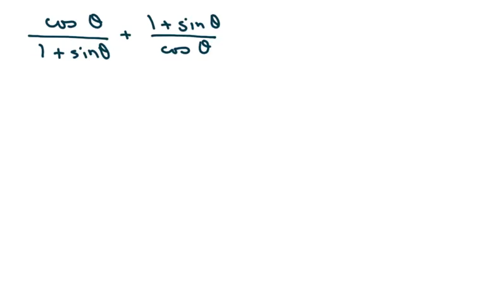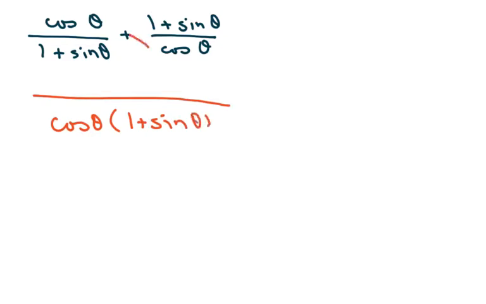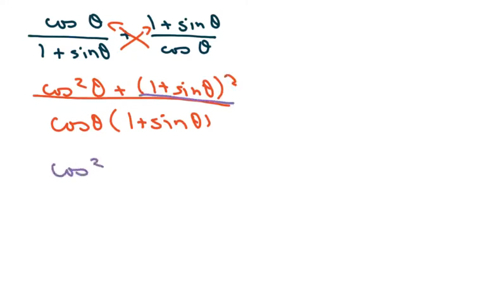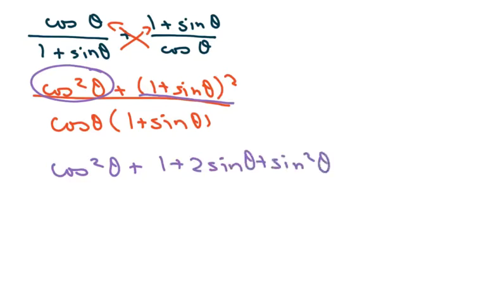Okay, the next one's the same thing. My common denominator, I'm going to put those together. So I'm going to have cosine of theta times 1 plus sine of theta. And I'm just going to kind of cross here. You get cosine squared of theta plus (1 plus sine of theta) squared. I'm going to take care of this. So I'm going to write this guy down first, and then go ahead and factor this. It's going to be 1 plus 2 sine theta plus sine squared of theta all over my common denominator.